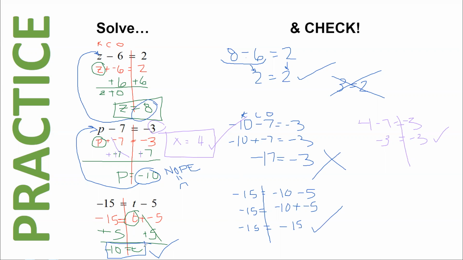So I substituted in negative 10 for my t. So I had negative 15 equals negative 10 minus 5. Went through and did what I needed to do to figure out that negative 15 does equal negative 15. So I know that this is going to be a true statement. So whether the variable's on the left side or the right side, it doesn't really matter. You're just trying to isolate it on whichever side it is.